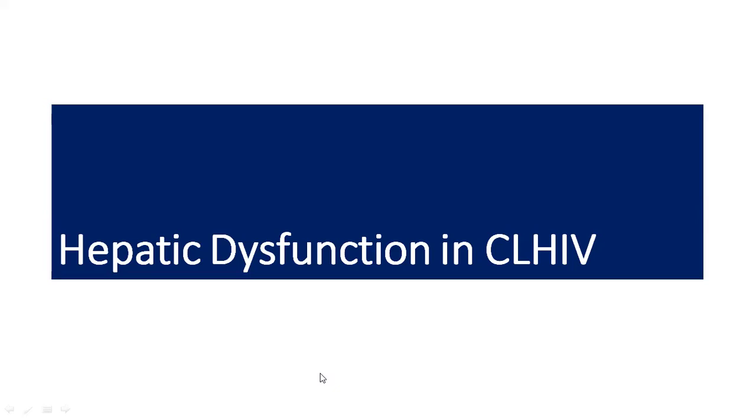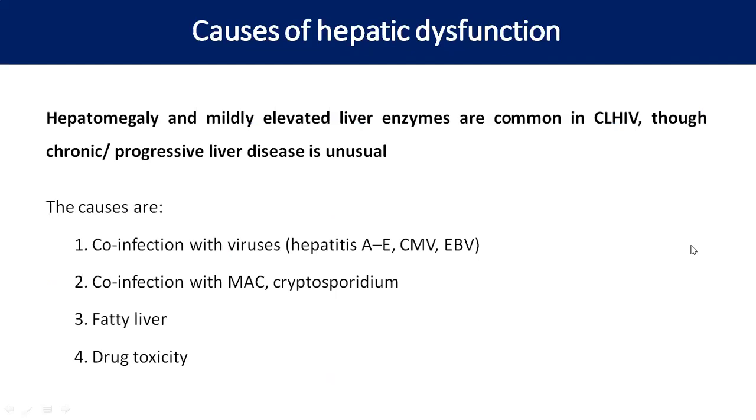So I'll move ahead with the hepatic dysfunction in these patients. What are the main causes of hepatic dysfunction? We know that hepatomegaly and mildly elevated liver enzymes are common in these patients, though chronic or progressive liver disease is unusual. So the causes can be co-infection with other viruses like hepatitis A, B, C, or E, CMV, EBV, co-infection with Mycobacterium avium complex or cryptosporidium, fatty liver, or drug toxicity.